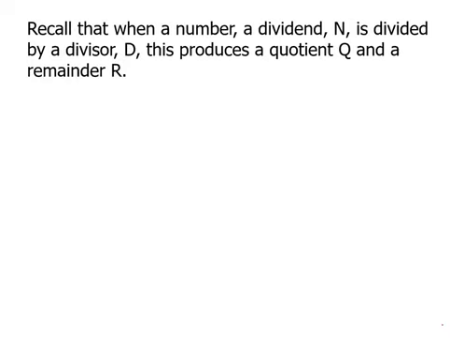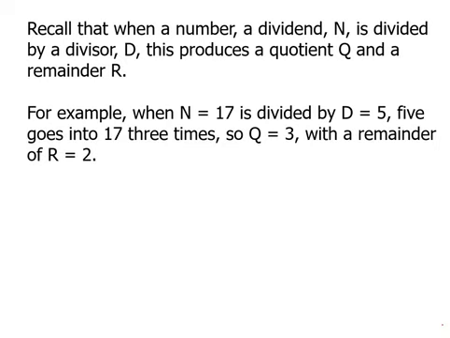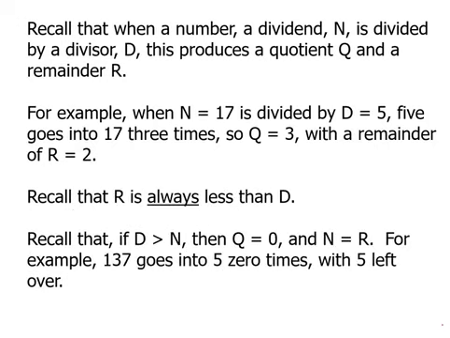Recall that when a number, a dividend n, is divided by a divisor d, this produces a quotient q and a remainder r. All this was discussed in the remainders video, and I'll just give a brief review here. For example, when the dividend 17 is divided by the divisor 5, 5 goes into 17 3 times, so the quotient is 3 with a remainder of 2. Recall that the remainder is always less than the divisor.